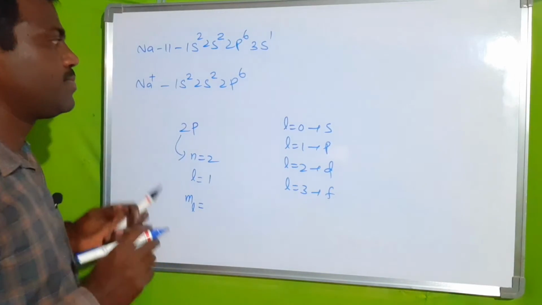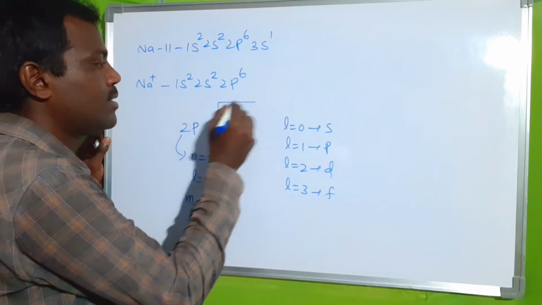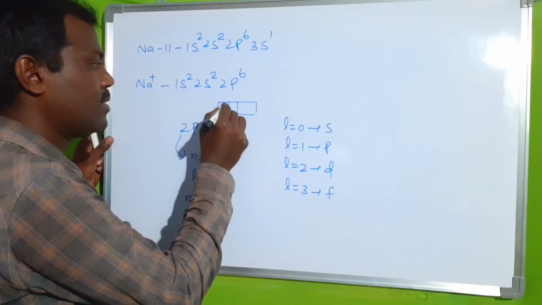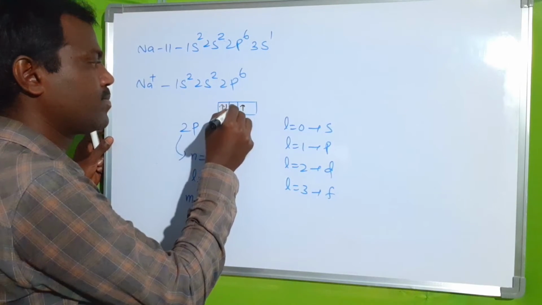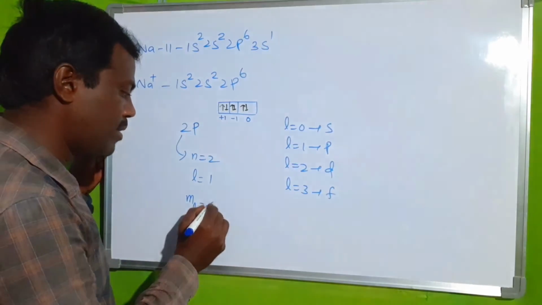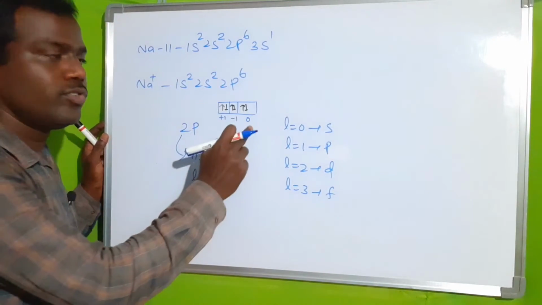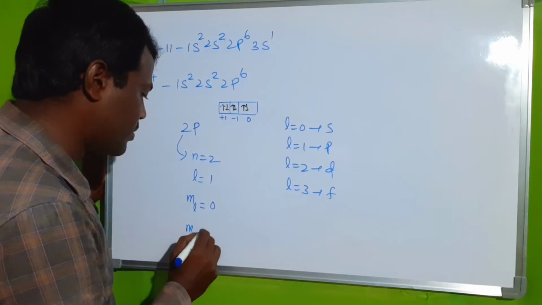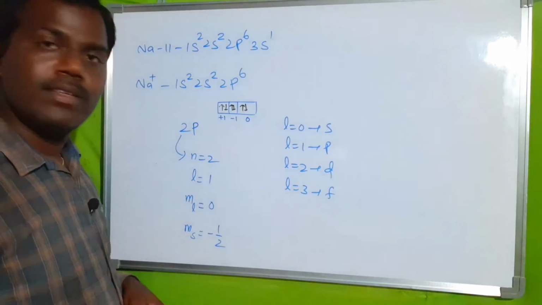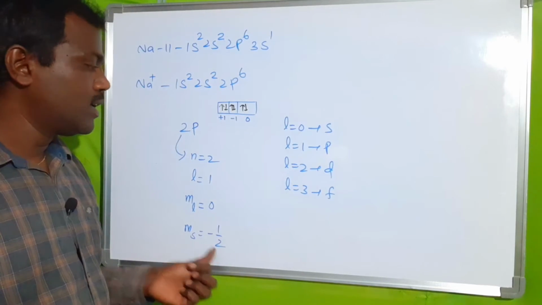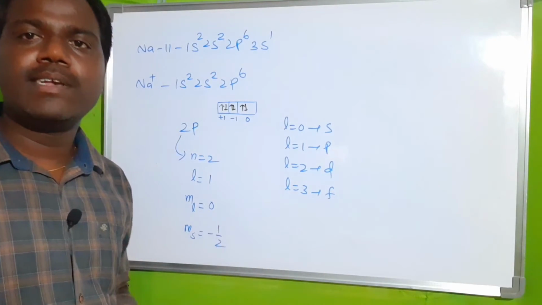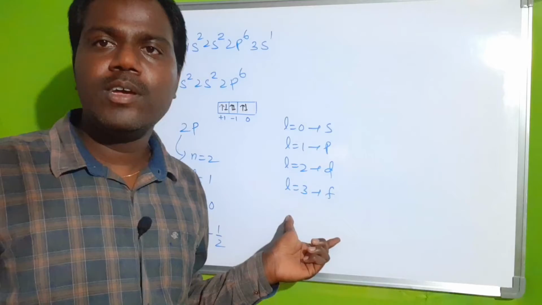ml value: take the 2p orbital, so ml is plus 1, minus 1, 0. Here ml value is 0. ms is equal to plus half or minus half. We can take either, so ms is equal to minus half. So option D is correct, because 2, 1, 0, minus half is given in option D. Hope this answered the question.